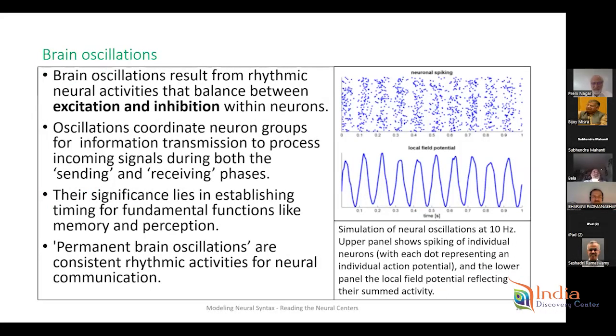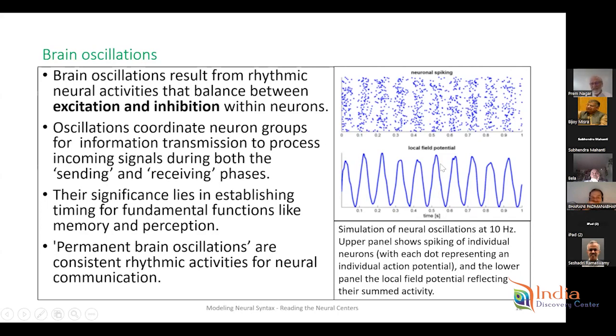Now, coming to brain oscillations, which result from rhythmic neural activities that balance between excitation and inhibition within a neuron. So the neuron membrane inside and outside, what the plus and minus voltages are, determines the excitation or inhibition of the neuron. And there are two images here: neuronal spiking at the top and local field potential, and we'll get to the details of it. The oscillations coordinate neuron groups for information transmission to process incoming signals during both the sending and receiving phase. Their significance lies in establishing timing for fundamental functions like memory and perception. And permanent brain oscillations are consistent rhythmic activities for neural communication.